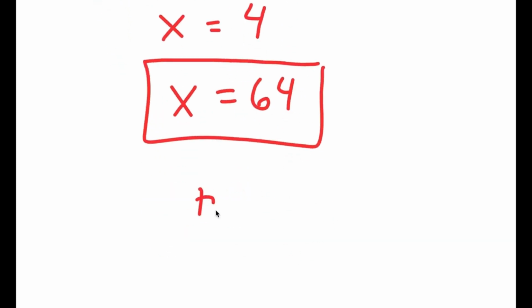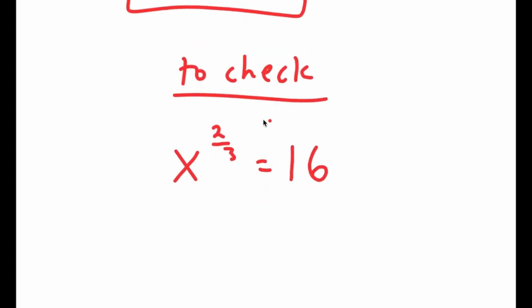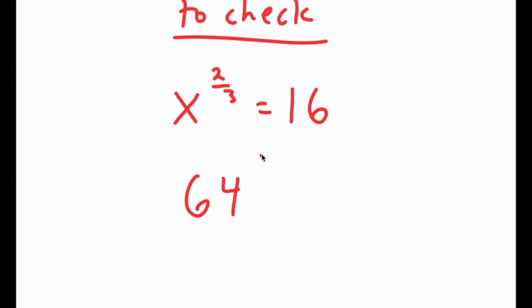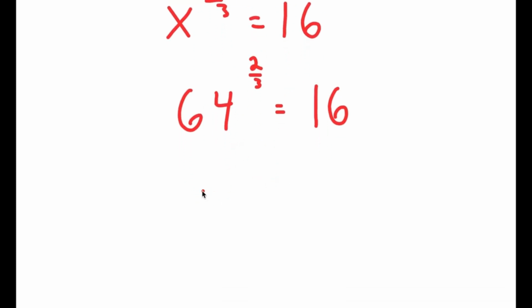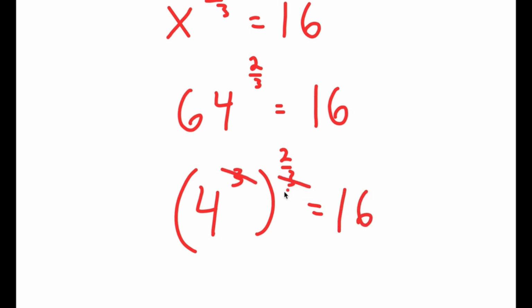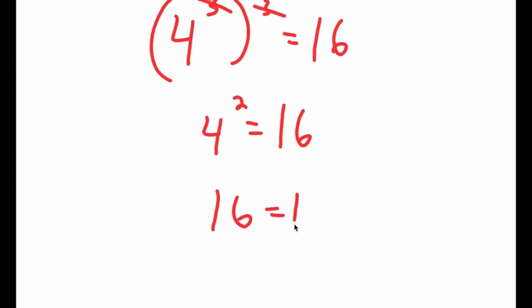Now, I'm going to check to see if this is right. So my original equation was x to the power of 2 over 3 is equal to 16, and x is 64. So I get 64 to the power of 2 over 3 is equal to 16. Now 64 is the same thing as 4 to the power of 3. So now I get 4 to the power of 3, all to the power of 2 over 3, is equal to 16. Then these two cancel out, so I get 4 squared is equal to 16, and 4 squared is 16, so I get 16 is equal to 16.